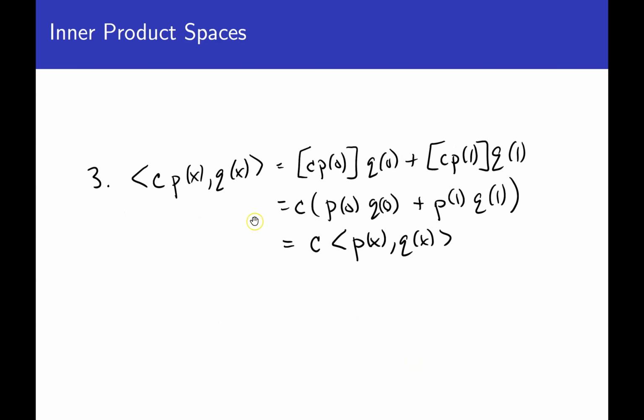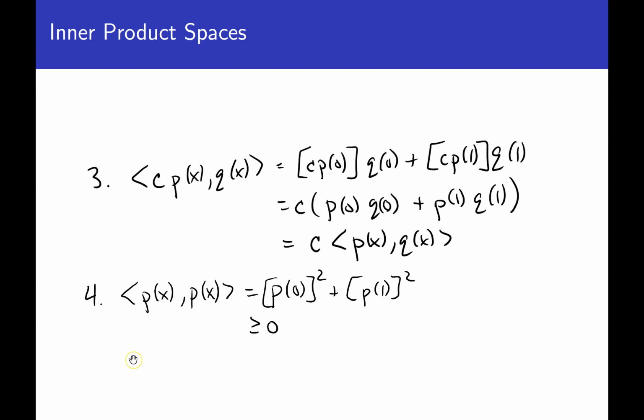This one's pretty quick as well. If I have a constant c times p of x, inner product with q of x, the definition says I would plug in 0 into the first polynomial, multiply it by when I plug in 0 into the second one. Same thing with 1. I have a common factor of c in both terms. I can pull it out. What's inside the parentheses, of course, is the inner product of p and q.